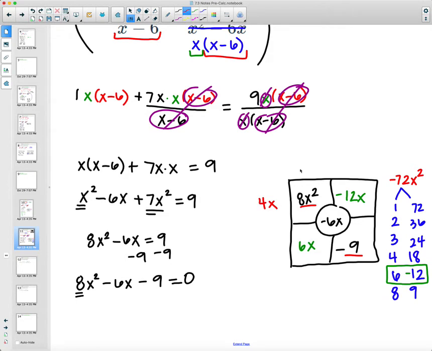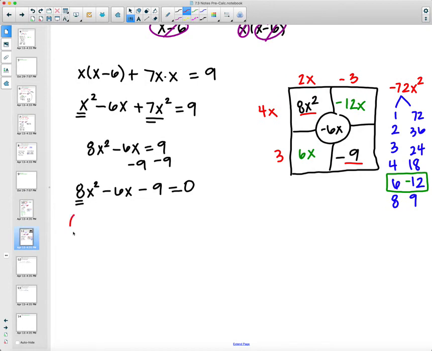So then 4x times 2x will give me the 8x squared. 4x times negative 3 will give me the negative 12x. 2x times 3 will give me the 6x, and then check this last one. So 3 times negative 3 is negative 9. So then you've got the factors. So this factors to 4x plus 3 and 2x minus 3.